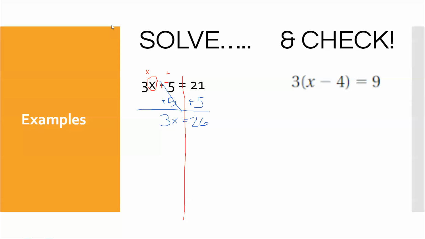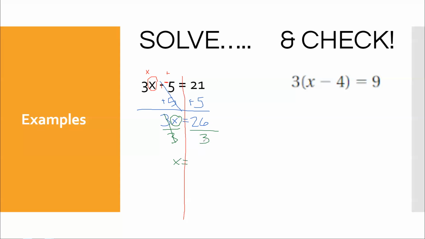Now we need to move on to multiplication or division. So I know that this is multiplication because it says 3 times x. If there's no sign, then it's multiplication. The opposite of multiplication, or the inverse operation of multiplication, is division. So I'm drawing my division bar. I'm still looking at my variable x. The number that's with that variable is 3. So that's going to be the number that I'm dividing by. 3 divided by 3 is 1, and 1 times x just gives me an x.